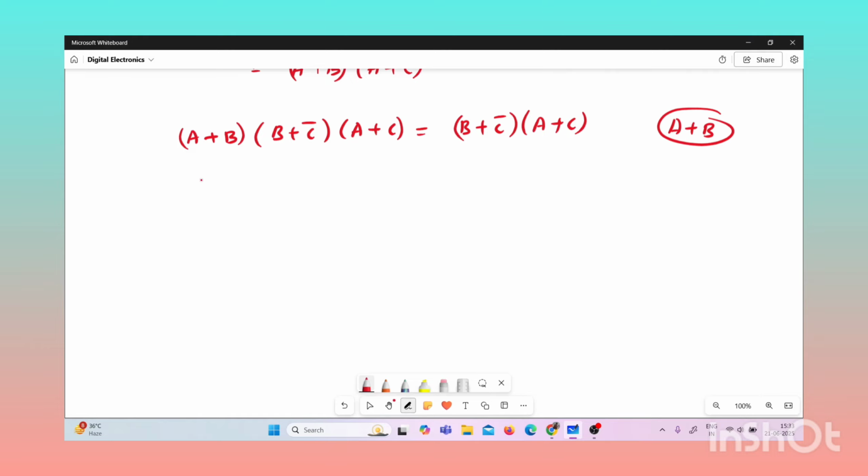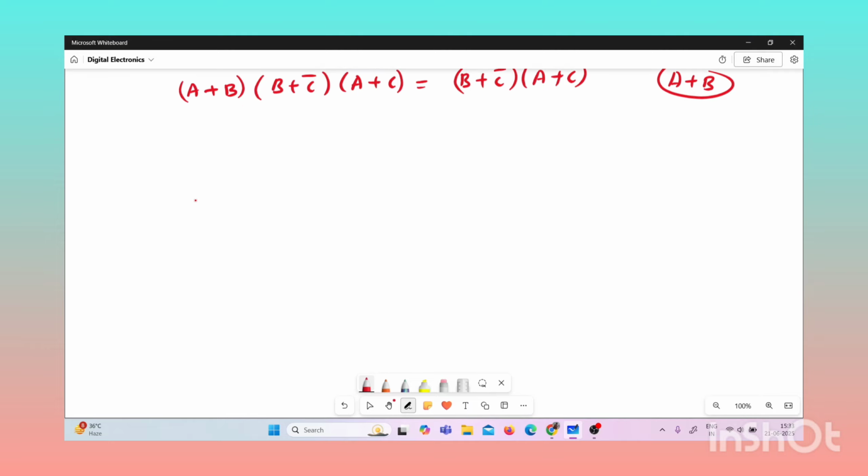And let us see one more form of the consensus theorem, the other way of asking the question like this: a bar b bar plus b bar c bar plus a c bar. This is also another way of asking a very tricky question. Okay, so let us recollect the same procedure.